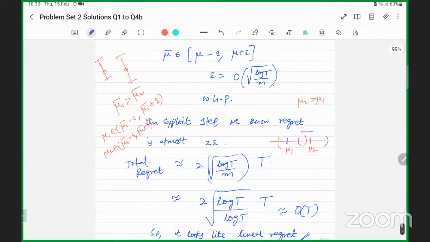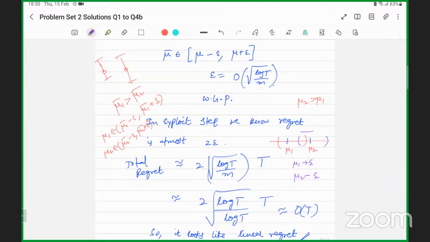That will be this, right? Mu2 minus epsilon. What is the least value that mu2 bar can take? Mu2 minus epsilon. What is the best value that mu1 can take? Mu1 plus epsilon, right? Yes, and so there is at most 2 epsilon difference between them.